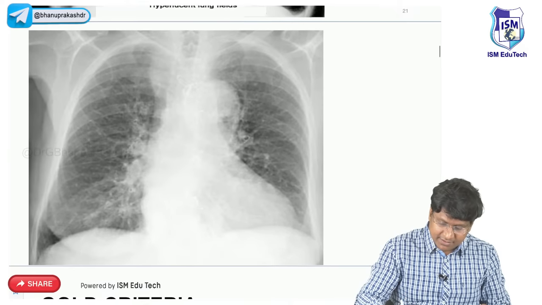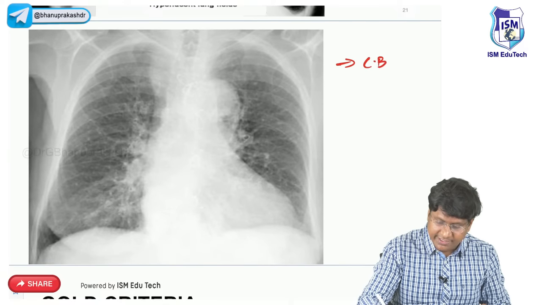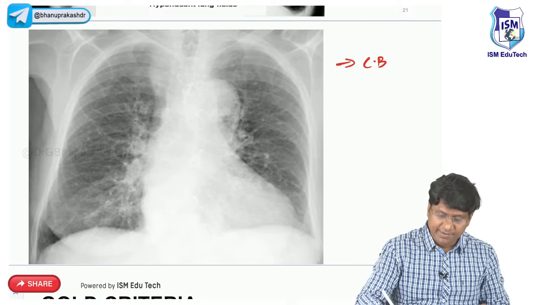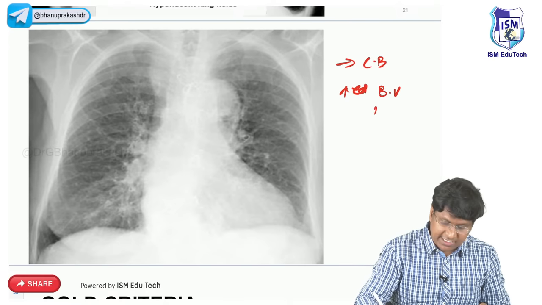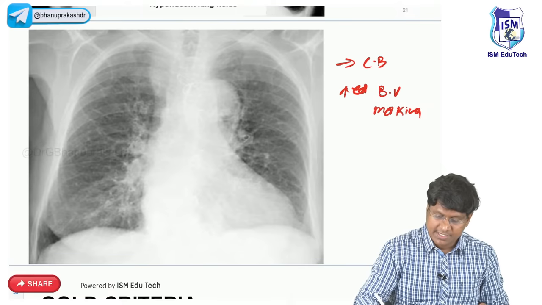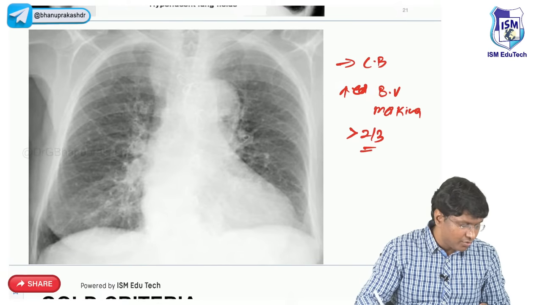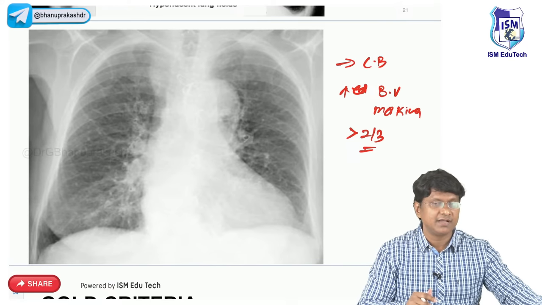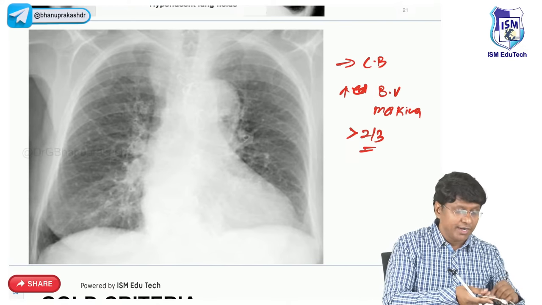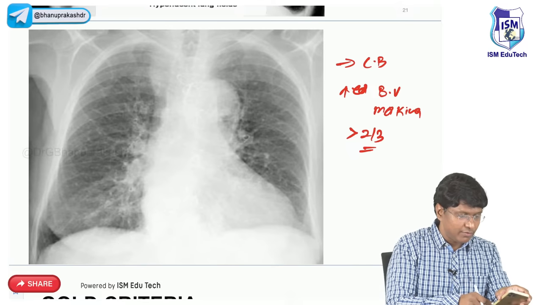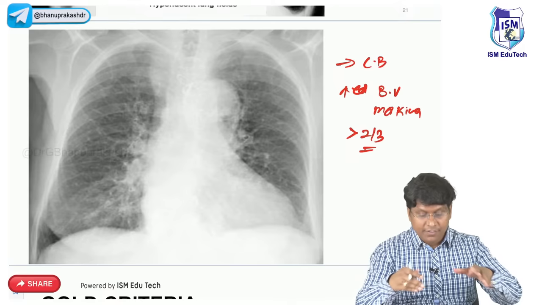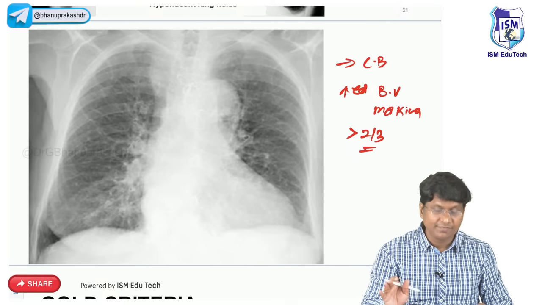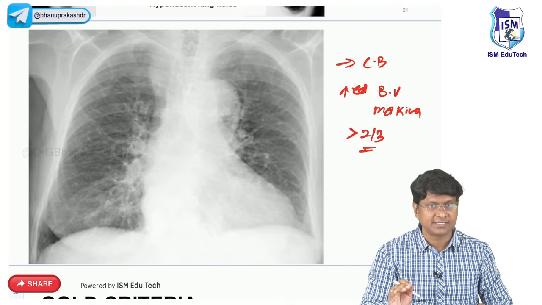If you take the chest x-ray in chronic bronchitis, you will notice increased bronchovascular markings. So when will you call it increased bronchovascular markings? When bronchovascular markings are present beyond 2/3 of the lung field, then we call it prominent bronchovascular markings.